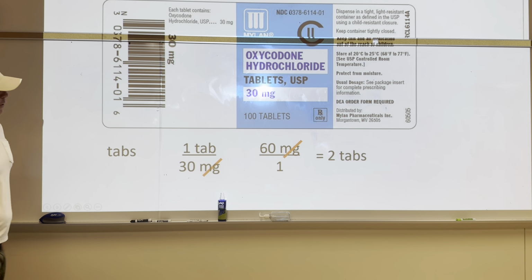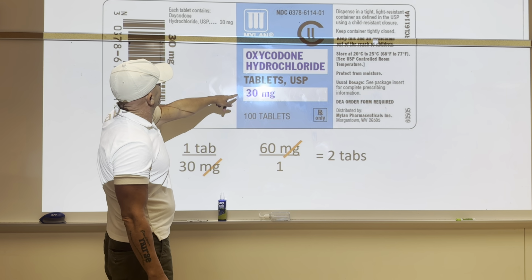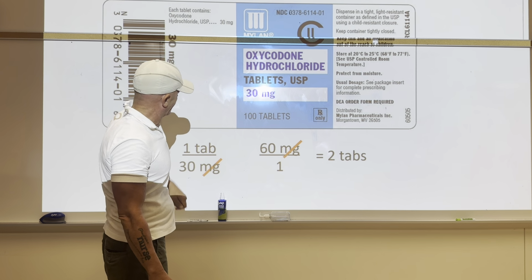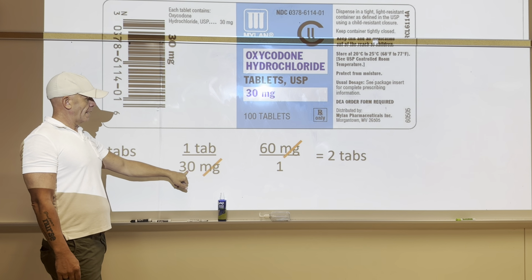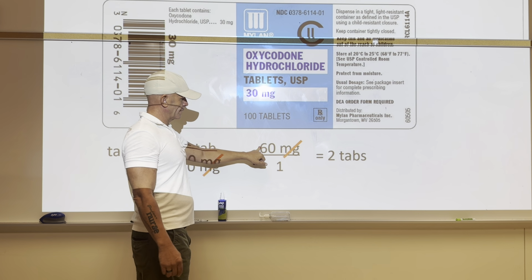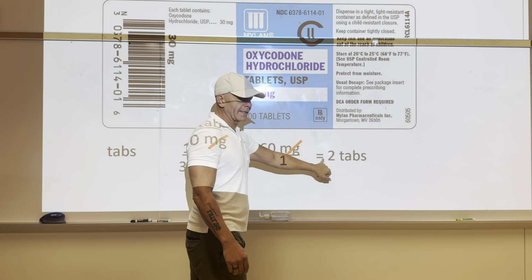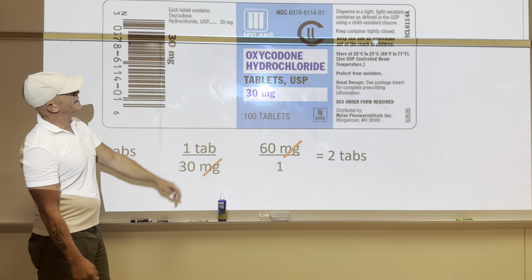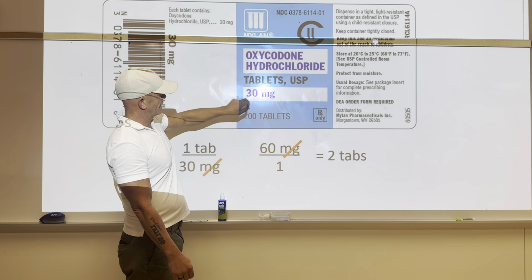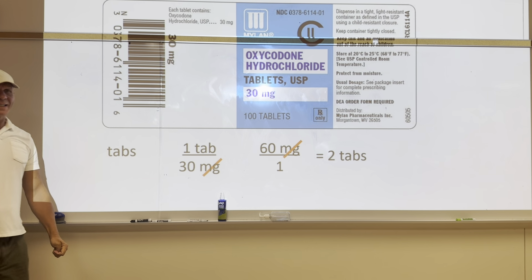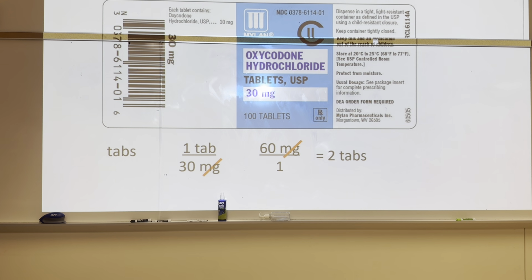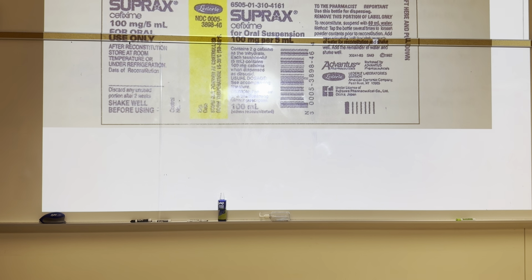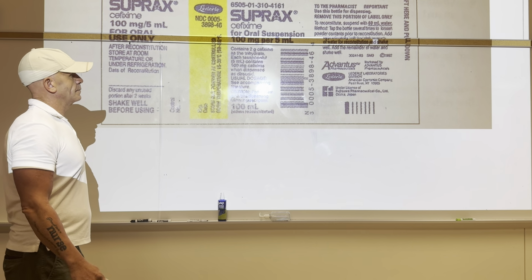This one here just shows you how it's done. 30 milligrams, 60 milligram dose equals how many tablets? 1 tablet equals 30 milligrams. Okay? They give you 60 milligrams. How many tablets is it gonna be? That's gonna be 2 tabs. Very easy, guys. 60 milligram dose, there's 30 milligram tablets. How many times does 30 go into 60? 2. All right? Period, here we go. All right, next one.